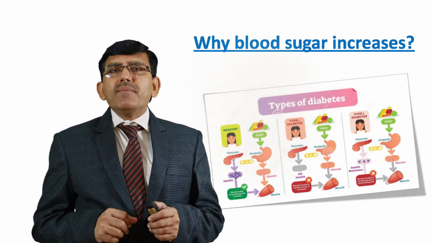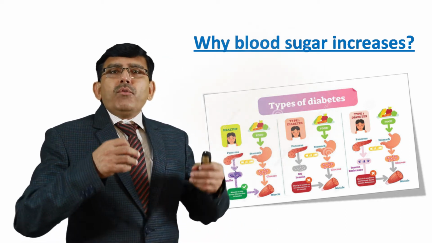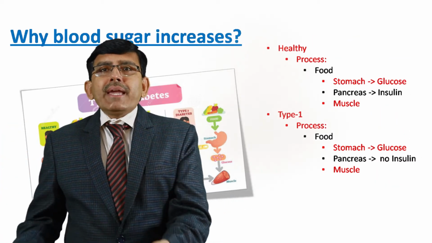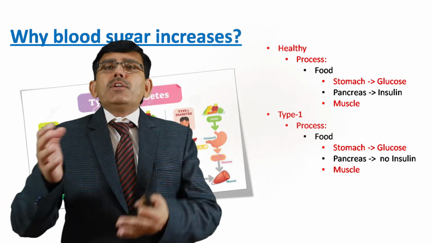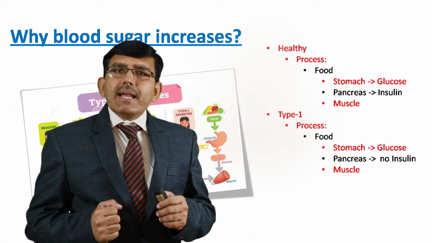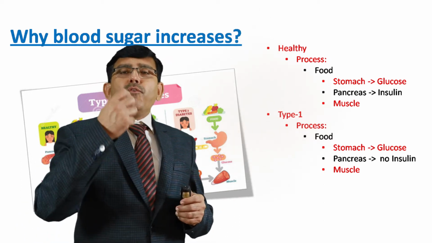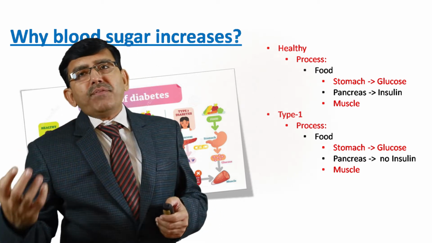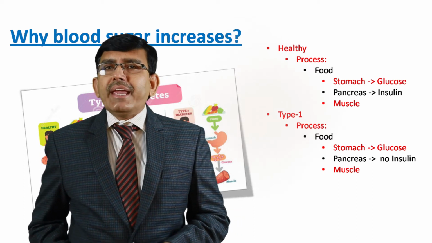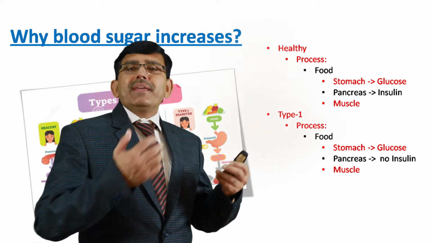If the subject is healthy, then the normal process is that we take food which goes into the stomach, then it releases the glucose, and the pancreas starts to release insulin which will add it into a blood cell and it is utilized by the muscle. Whereas if the subject is suffering with type 1, whatever food we have taken is converted into glucose, but the pancreas doesn't produce insulin. Hence, the muscle does not get energy for performing the action.